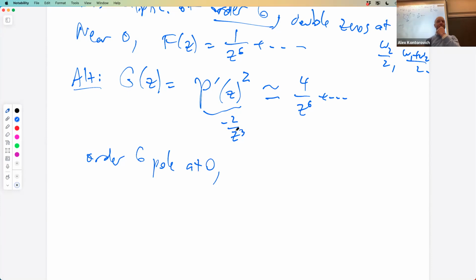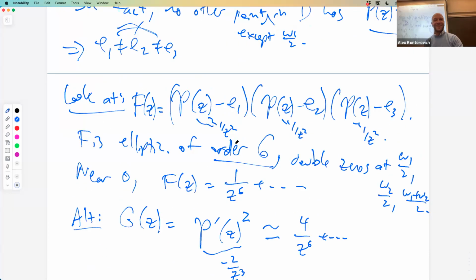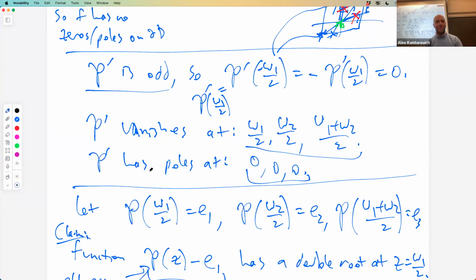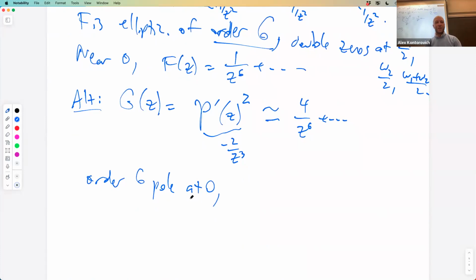And does it have any other zeros? It's got to have 6 zeros. Where are they? P prime has simple zeros, because it only has an order 3 pole, so there's a total of 3 zeros to match the 3 poles. So P prime has simple zeros at these three places, and P prime squared has double zeros at each of these locations: an order 6 pole at 0, and double zeros at w1 over 2, w2 over 2, and w1 plus w2 over 2.